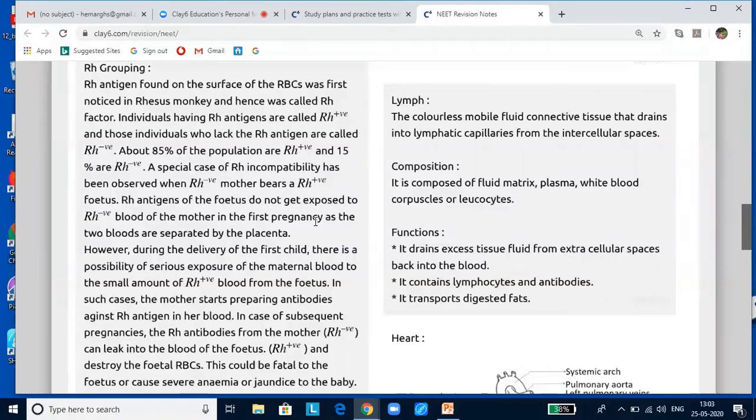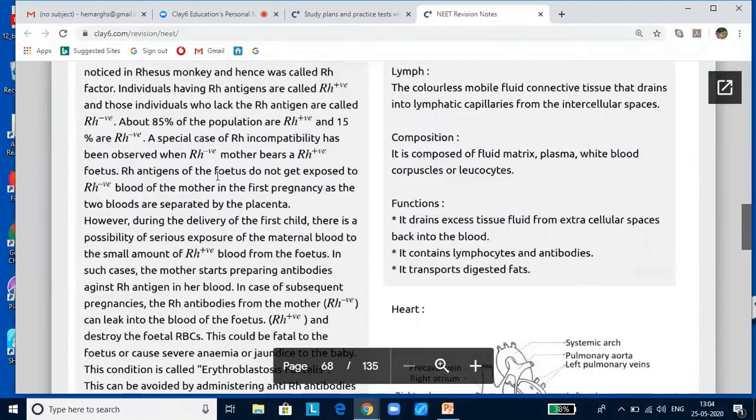In case of further pregnancy, anti-Rh antibodies of the mother can leak into the blood of the fetus, which is Rh positive, and destroy the fetal RBC. This could be fatal, and this condition is called erythroblastosis fetalis, or generally blue baby syndrome. This can be avoided by administering anti-Rh antibodies to the mother immediately after the delivery of the first child. Now this is about the Rh factor.